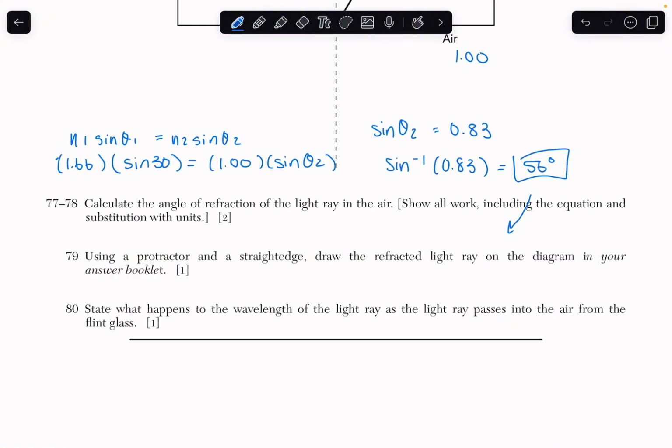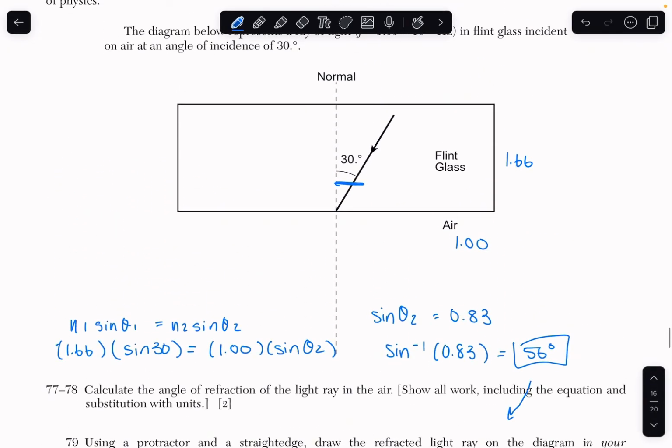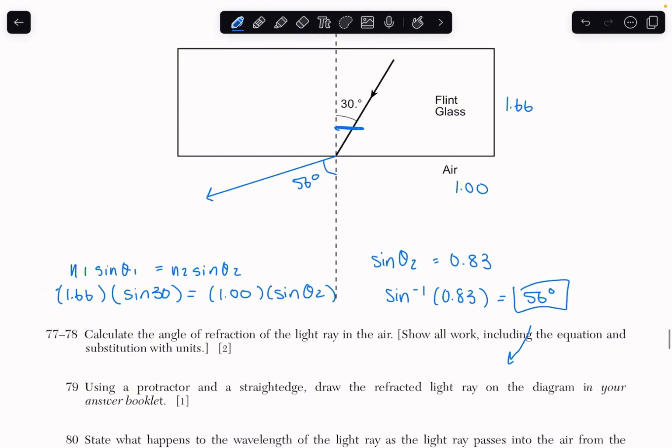Using a protractor and a straight edge, draw the refracted light ray on the diagram in your answer booklet. So I don't have a protractor or straight edge because I'm on an iPad, but it should look something like this. And then this angle here should be about 56 degrees. So this is the light ray after it gets reflected. No, sorry, not reflected. This is after it gets refracted once it enters the air.